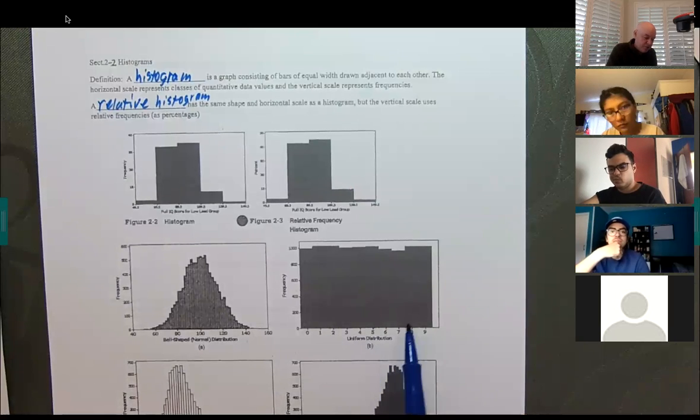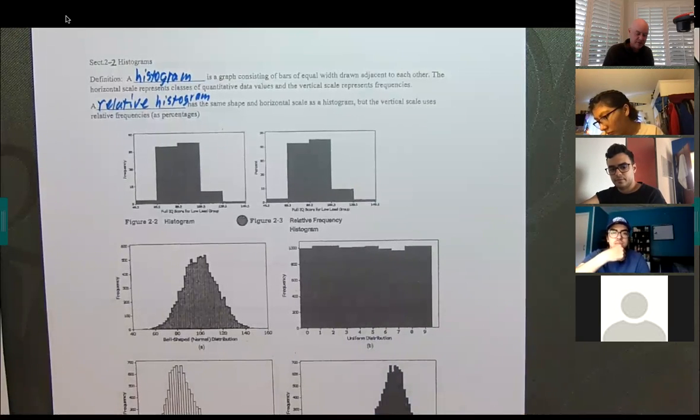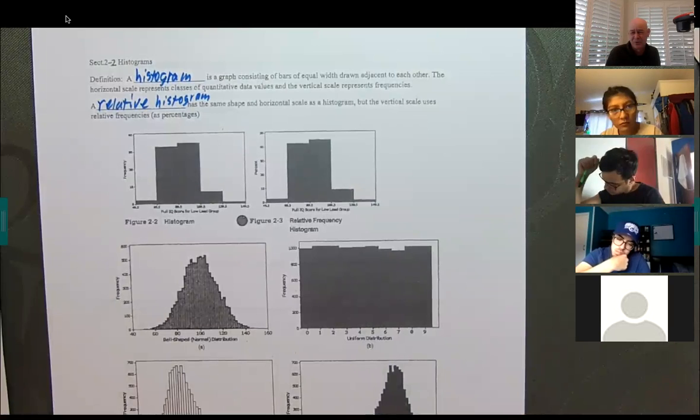Now this is called a uniform distribution. These ones are boring from a mathematical point of view. This just means that everything is equally likely.